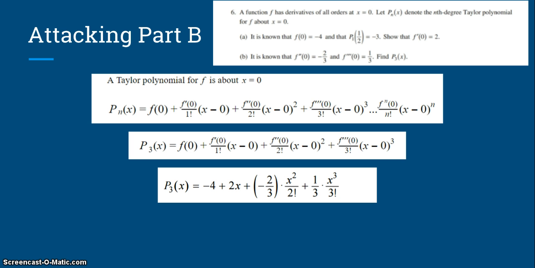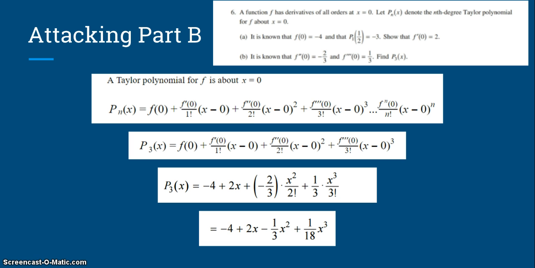We know -4 from the previous problem, and 2x occurs from plugging in the value from part A again. It says f prime of 0 equals 2, and we plug in everything else. f double prime is -2/3, and so on, into the formula of a Taylor polynomial of third degree. And after some algebraic simplification, we get the answer, which is a nice Taylor polynomial. This is our p sub 3 of x: -4 plus 2x minus 1/3 x squared plus 1/18 x cubed.